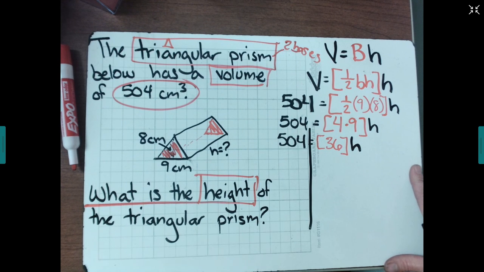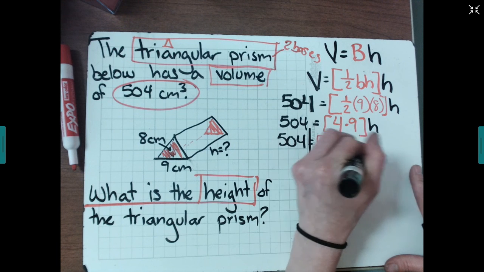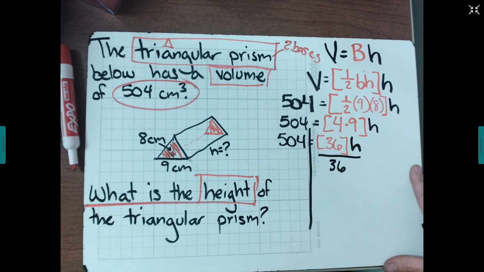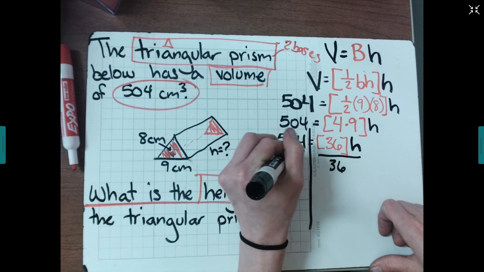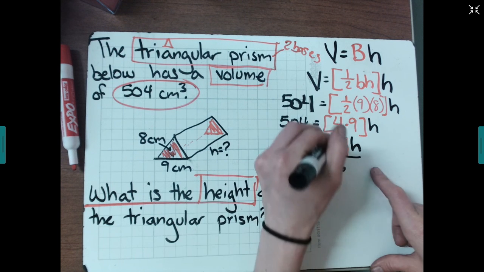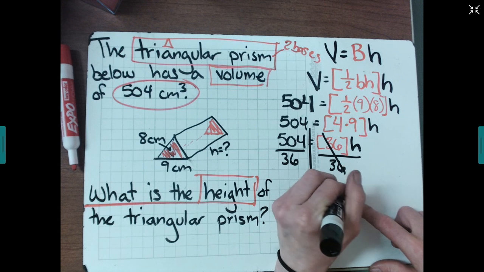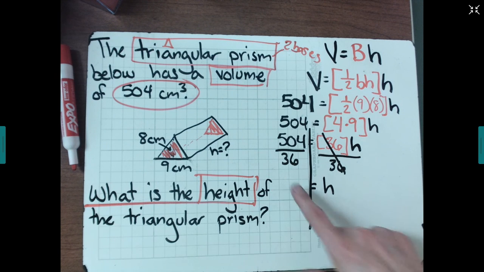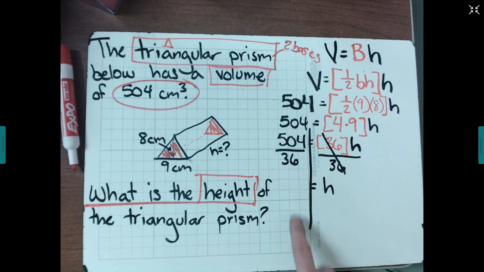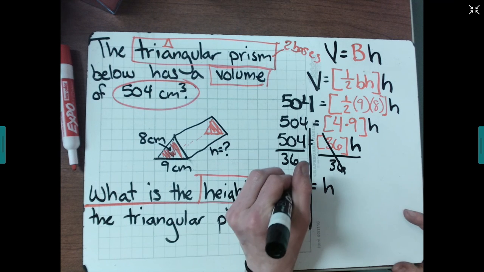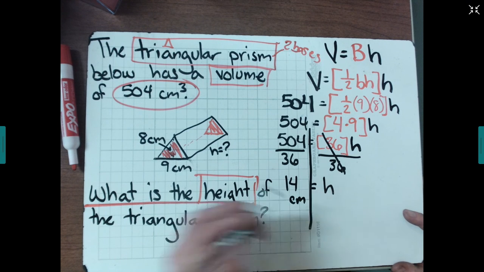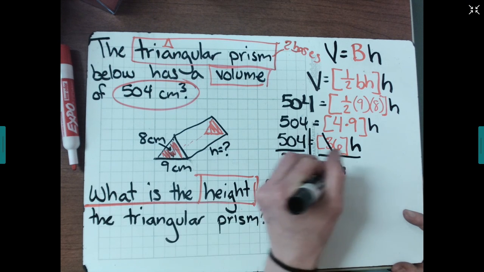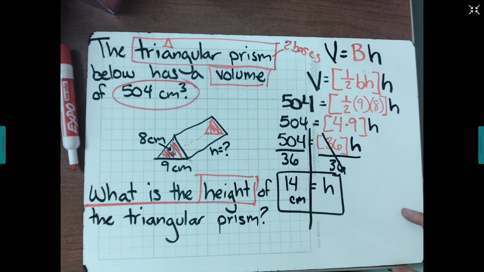The opposite or inverse of multiplying by 36 is dividing by 36. Whatever I do to one side, though, I have to do to the other. Okay? So now all I have remaining on the right-hand side is my h for height. And then 504 divided by 36 is 14 centimeters. I know it's centimeters because the others were. So the height, the distance between my two bases in this prism, is 14 centimeters.